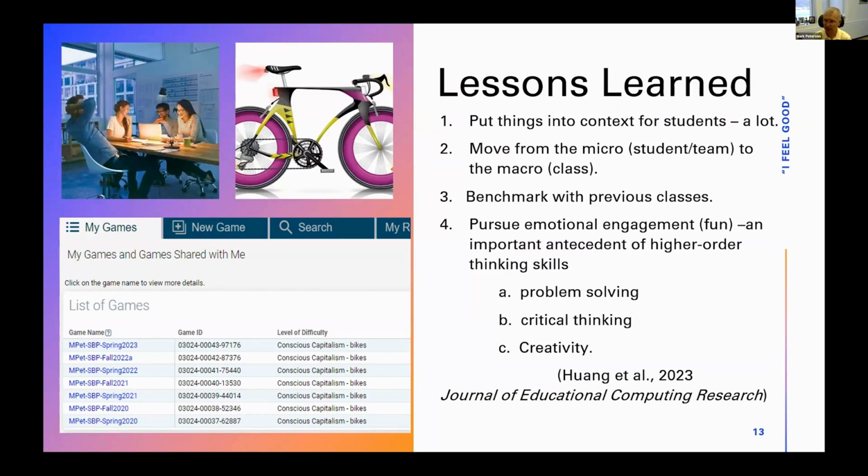Marketplace Simulations provides a wonderful and easy way to benchmark with previous classes. You can see here in the lower left of my screen that when I log on, this is what I see, all my previous classes here. The students don't see that, but I see that. But I can readily find out what previous classes have done and ask the students to do better than that.